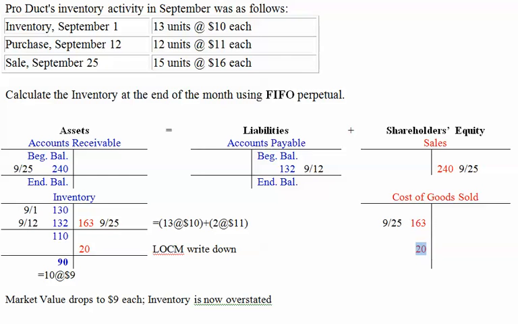They're allowed to do that unless it was very significant, then they'd have to actually have it as a separate line item, but most companies will bury it in cost of goods sold because you don't like to bring attention to the fact that you paid too much for something and that it's lost value. So that's how the lower of cost or market write down is recorded.